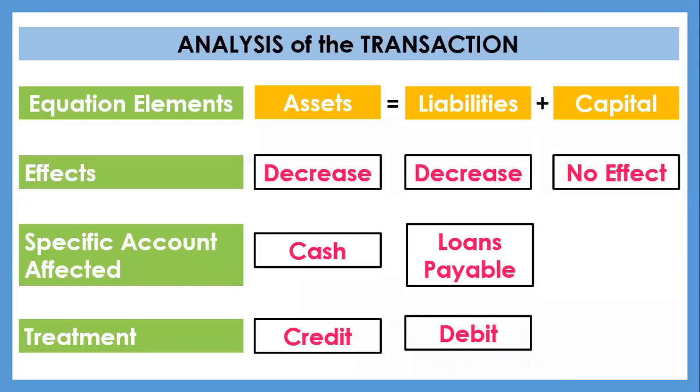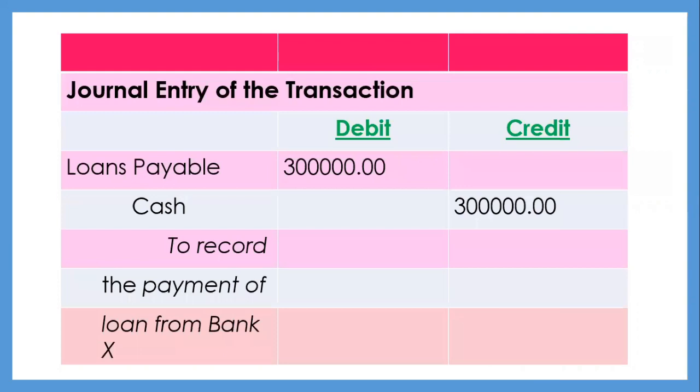Okay, so this is how our finalized tabulation looks like. Again, what do we do with our cash? We need to credit it. And how do we treat our liability loans payable? We need to debit it. So this is how our journal entry preparation looks like then. Under debit, we have loans payable, 300,000 pesos. And under credit, we have cash amounting to 300,000 pesos. And our brief description should be to record the payment of loan from Bank X.